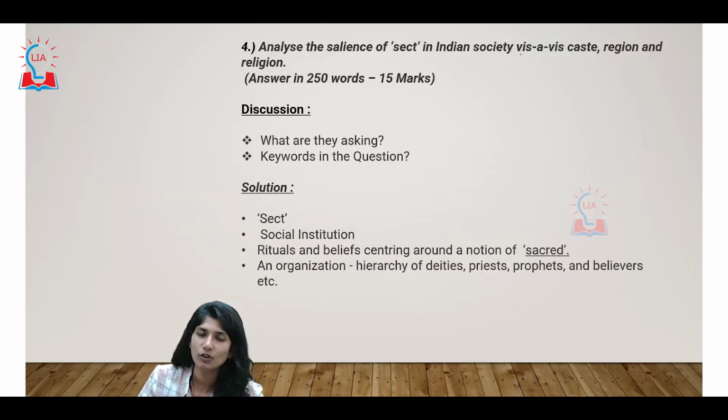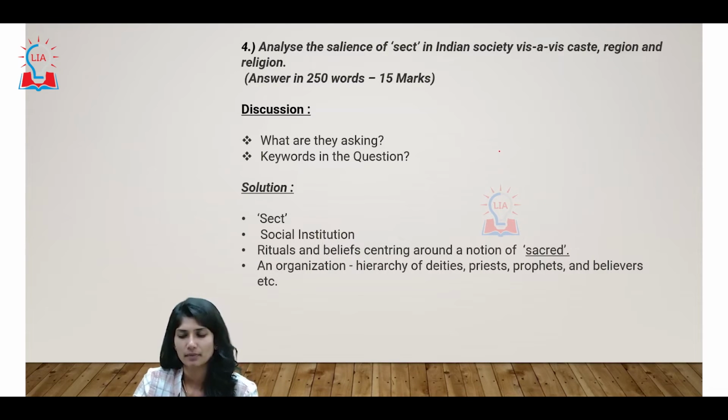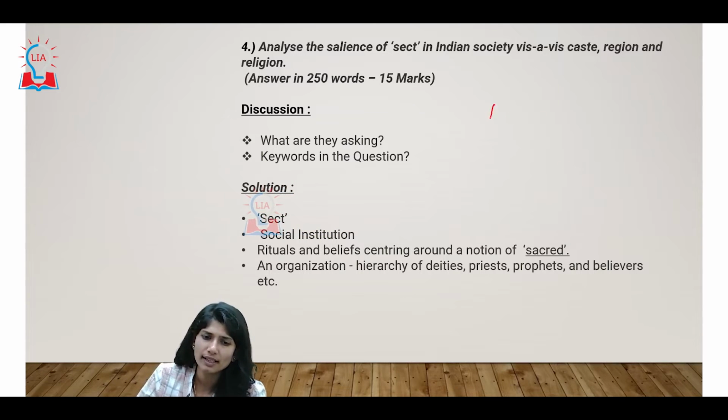Analyze the salience of sect in Indian society vis-a-vis caste, region and religion. What do you mean by sect? For example, Hinduism is a religion. In Hinduism itself, we have multiple gods, we have multiple faiths. For example, anyone who believes in and worships Vishnu, Vaishnavism. Anyone who believes in and worships Shiva, Shaivism. There are multiple and n number of belief factors.